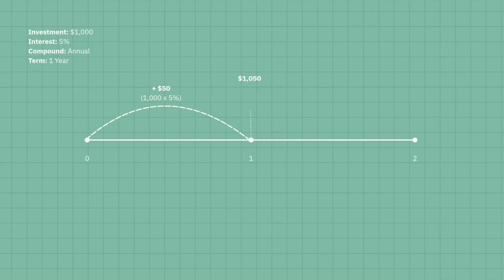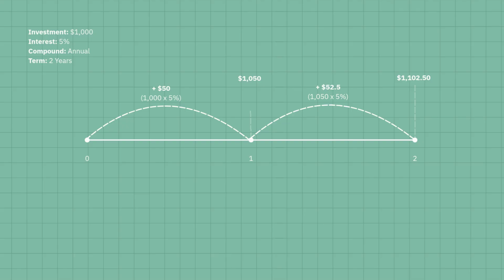Now suppose you leave the money in the account for a second year. This time, interest is earned not just on your original $1,000, but also on the $50 interest you earned in the first year. At the end of year 2, you earn 5% on $1,050, which is $52.50. This is compounding in action, earning interest on interest. Over long periods, compounding has a powerful effect. Even relatively small investments can grow substantially when given enough time.